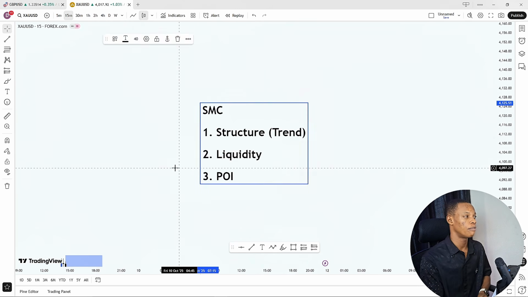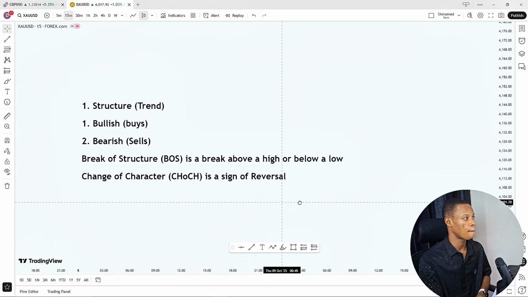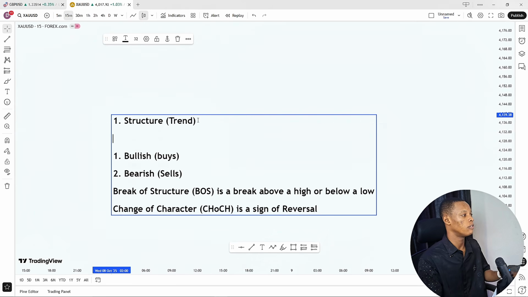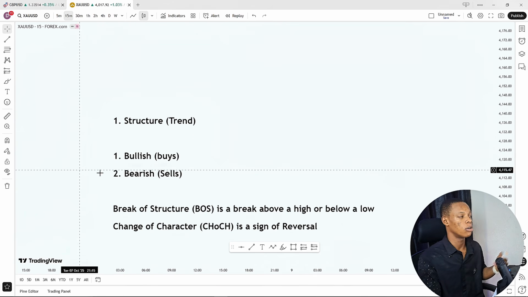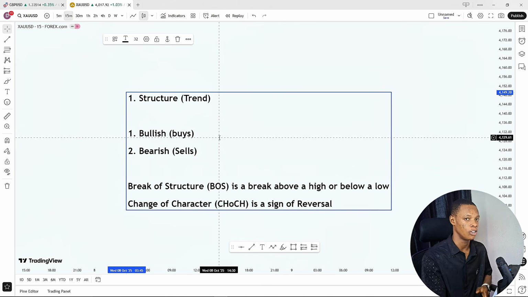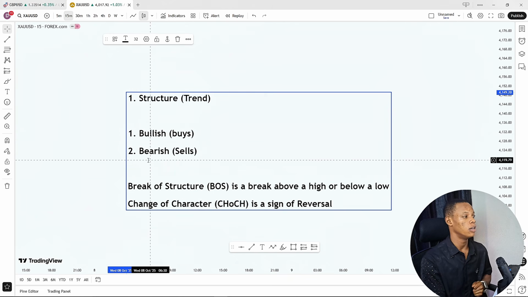Now, the very first one, which is structure, like I said, is a trend. The trend of the market. And in knowing the trend, we have two main trends: the bullish trend and the bearish trend. These are the ones I trade. We have 3 trends in the market: the bullish, the bearish, and the consolidating market. But these are the only 2 I trade. The bullish and the bearish market.